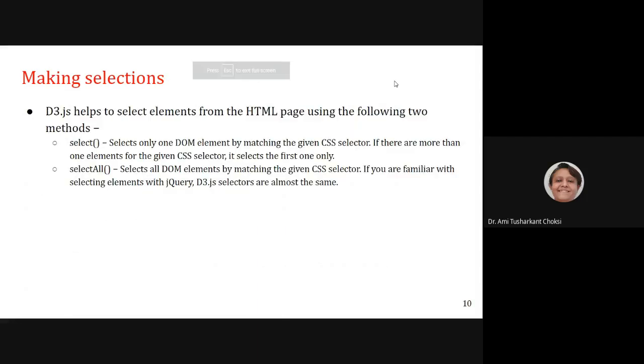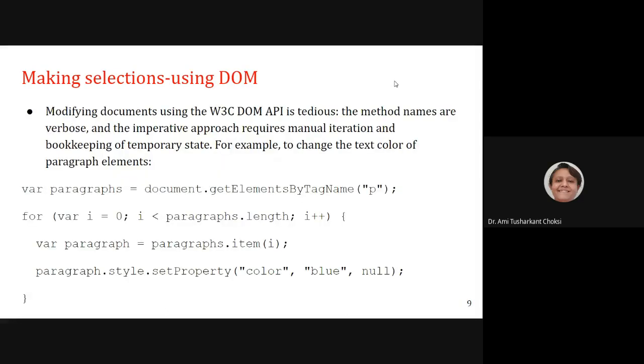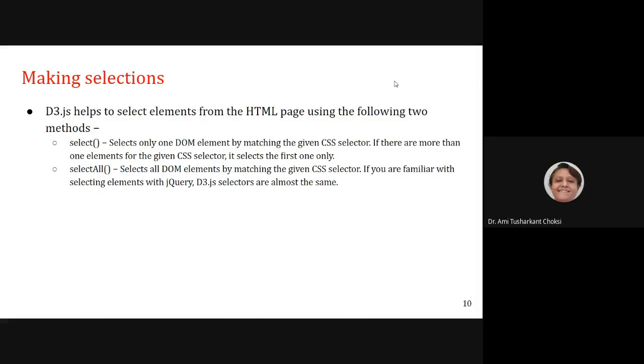Okay, fine. Now making selections, that is using the d3.js. In this we have set the property color of our p tag as blue, right? We have just seen the output. Fine. Okay. Let's proceed. D3.js has to select elements from the HTML page using the two methods. They are select and selectAll.